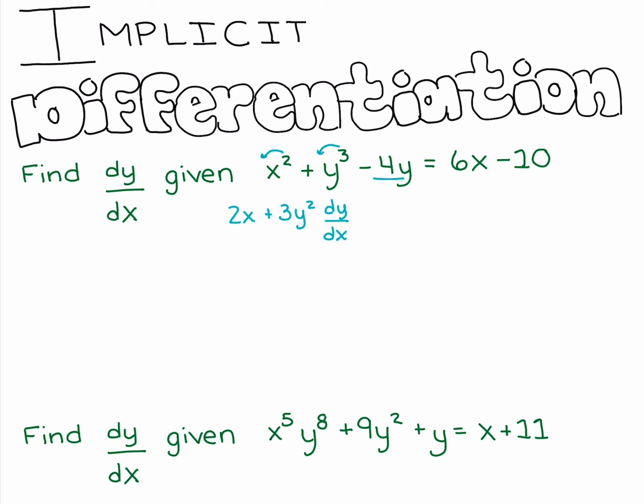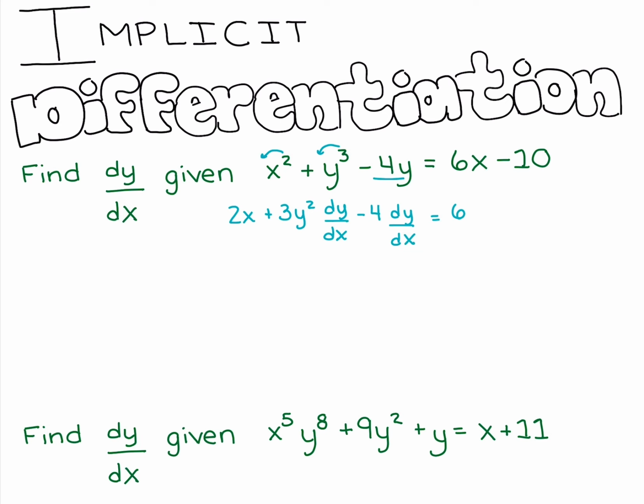Derivative of negative 4y is going to be negative 4 dy/dx equals, on the right hand side, derivative of 6x is just 6, and derivative of negative 10 is 0. So no dy/dx on the right side because no derivative of a y term.